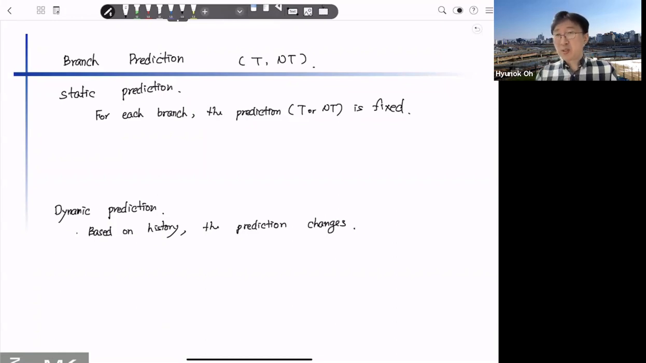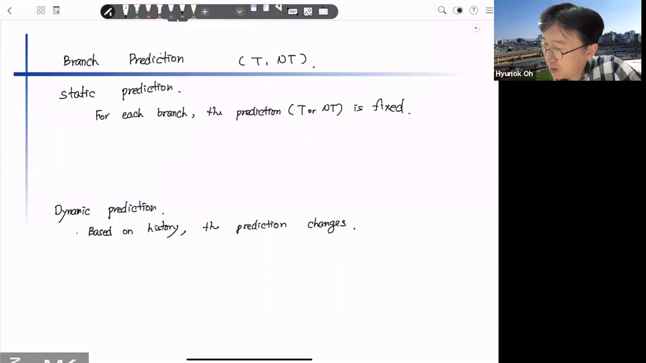Okay. So dynamic prediction is more complicated because it has to look at the history of whether that instruction was taken or not taken in the previous time. Okay, so by looking at some history, it is using that history to predict the branch. So static prediction is very simple, right? We are just fixing it. Okay, so which approach is good?